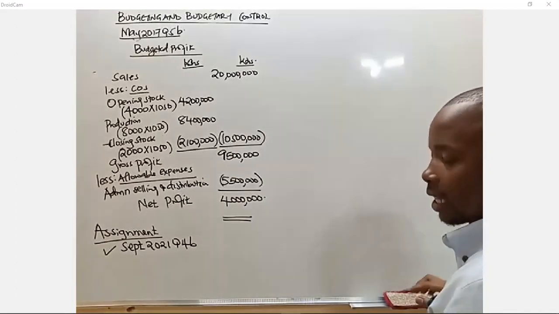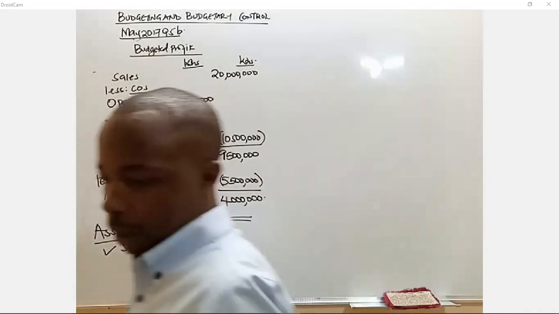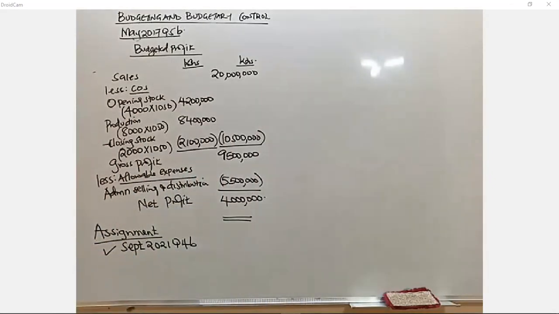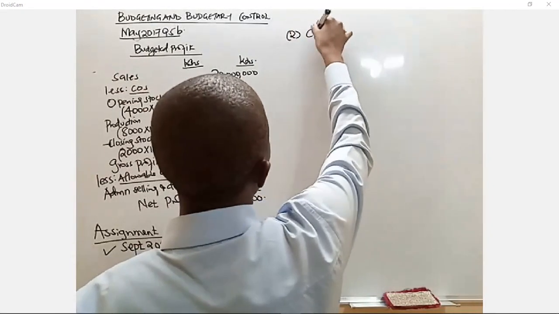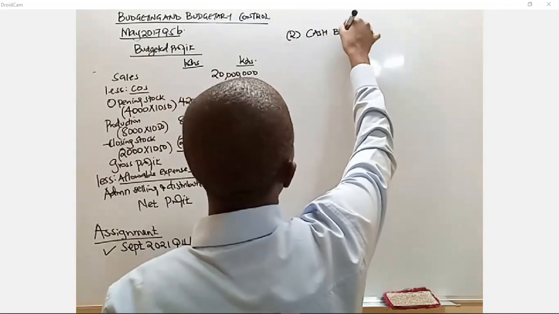Now, let us do another thing. After the sales budget, we can be able to shift our gears to something different. And I will be able to do, because I have already given you the assignment for functional budgets, I feel it is good for me to do some cash budgets. Cash budgets here. Number 2, the second type of budgets, cash budgets.